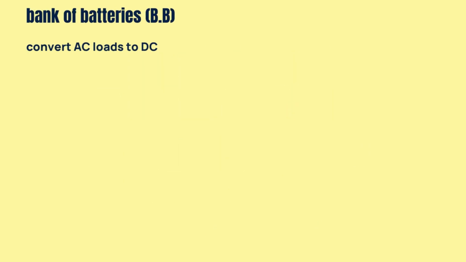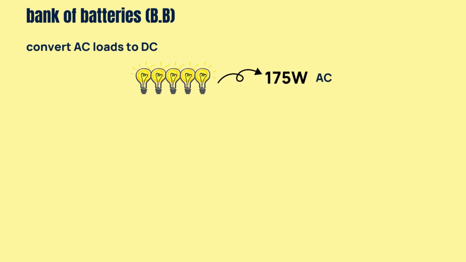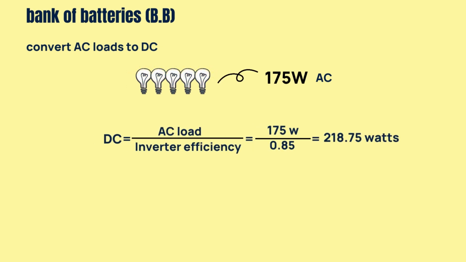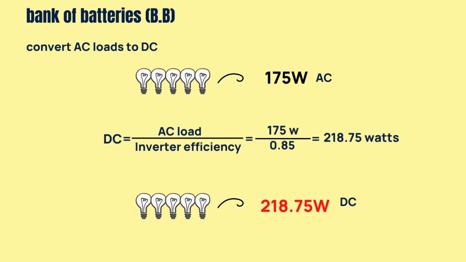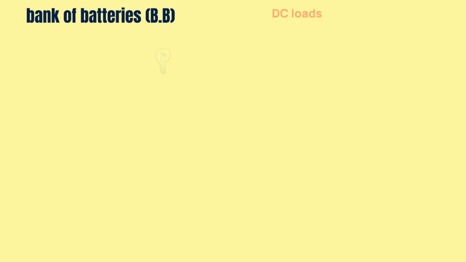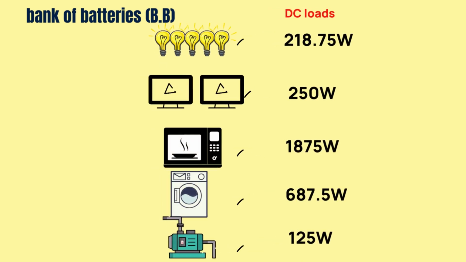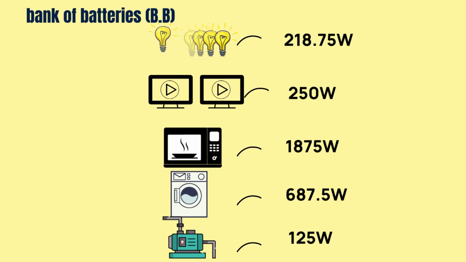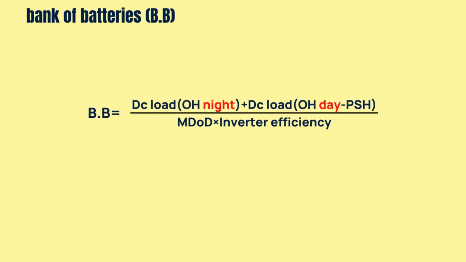To calculate the battery bank, first we have to convert each appliance's AC power to DC power. For example, we will convert the power consumed by the 5 lights, which is 175 AC watts, to DC power. We will divide 175 watts by the inverter's efficiency. The result is 218.75 watts DC. We will repeat the same process for all appliances. After that we will use the battery bank equation.